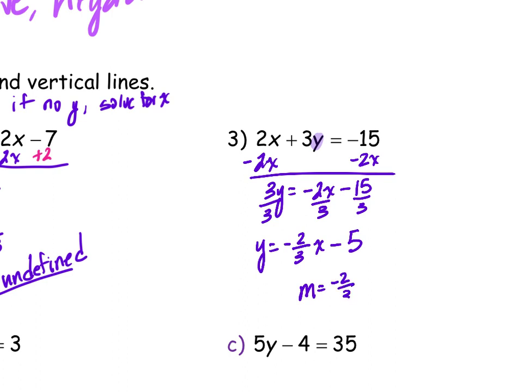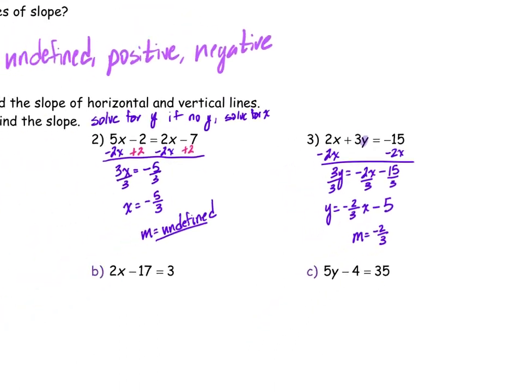Negative 2/3. Great. Remember, slope is the number with x. So my slope is negative 2/3. Perfect. Good job. Now you guys go ahead and do it.